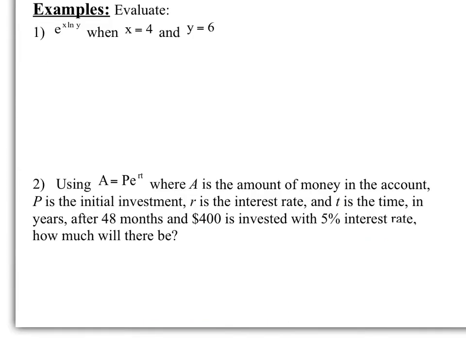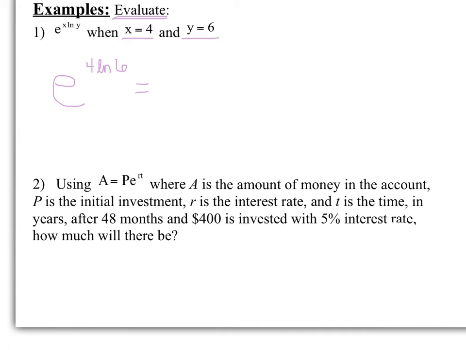So we're going to do 2 examples together. And then I want you to do 2 on your own. So I want to evaluate, means find the answer after I plug stuff in, e raised to the x natural log of y, when x is equal to 4 and y is equal to 6. So e raised to the x equals 4, and then the natural log of y, which is 6.